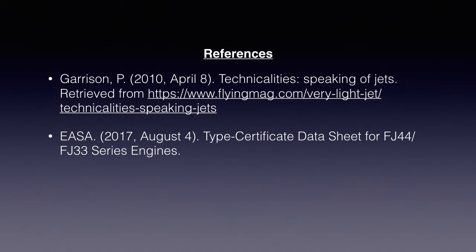Just to cover our bases, the reference I used, Garrison, was from the Flying Magazine article I found online, and that gave us the 0.49 pounds of fuel burn per pound of thrust per hour. That was the only fuel burn number I could really find for the engine, so we just went ahead and used that. Then the type certificate data sheet published by EASA for the FJ33 series engines gave us our total maximum thrust that the engine would produce.